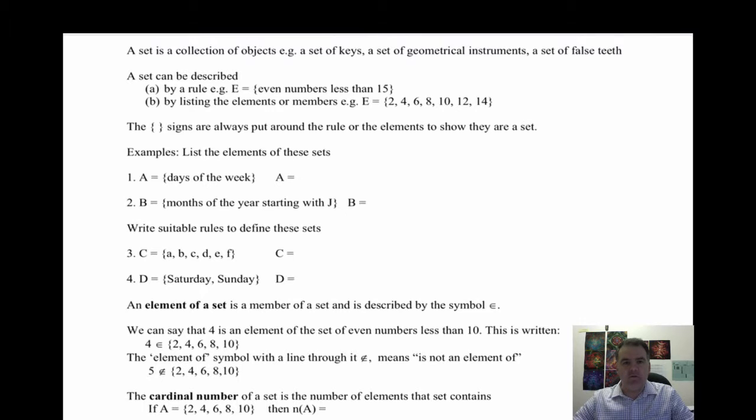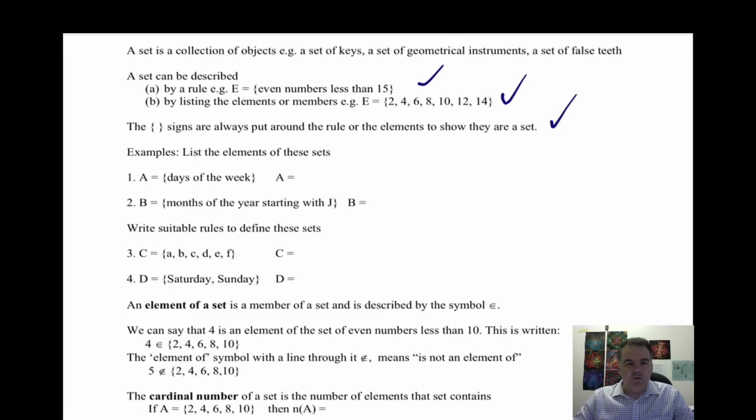Here we've got some definitions of some of the things that you will see when you look at a textbook that talks about sets. So a set is just a collection of objects, so it can be anything really, a set of false teeth, a set of geometrical instruments, anything. We normally are talking about objects or numbers or letters or things like that. So we can define a set by a rule, even numbers less than 15. We can list the elements in the set of all prime numbers. So there's lots of different ways that you can give a set. We always use the curly brackets when we're defining a set, so that makes it different from other things. The curly brackets means we're dealing with a set.